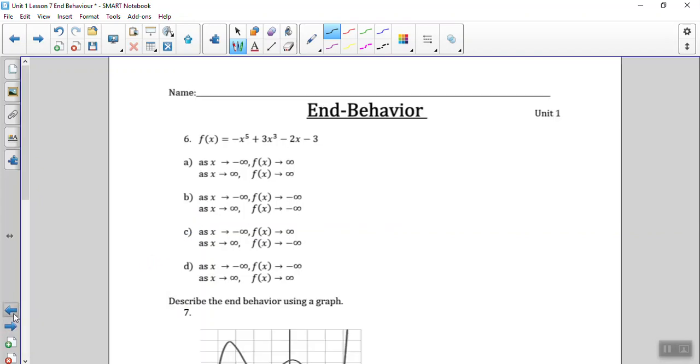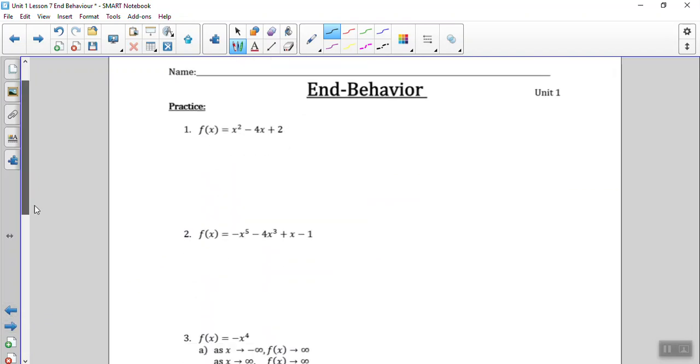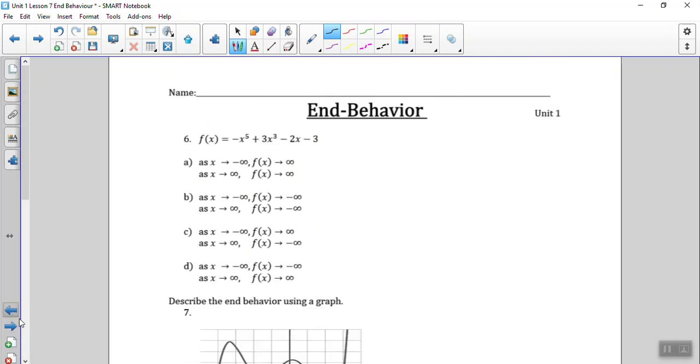Okay, I have more examples in here that you can try, and just let me know if you have any questions and I can check your work for you.